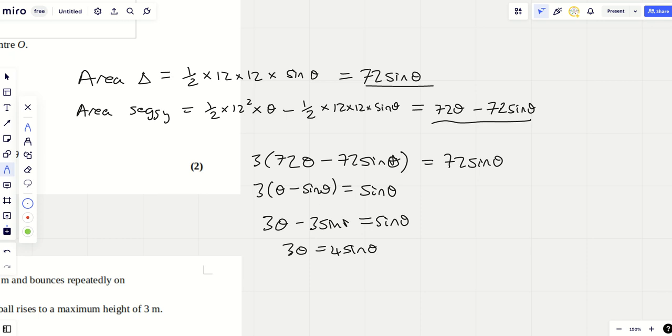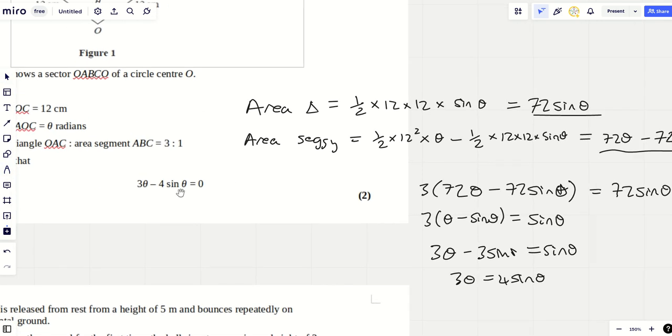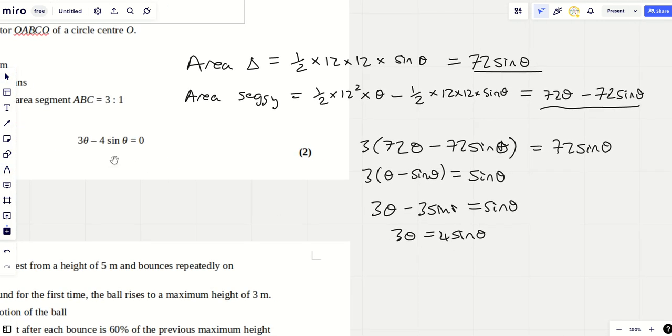I've forgotten what I'm showing. Oh, yeah, so I should have just taken that over there. Let's just get rid of that last line and take the sine theta over, and you've got the answer. So 3 theta minus 4 sine theta equals 0 as required. There we go.